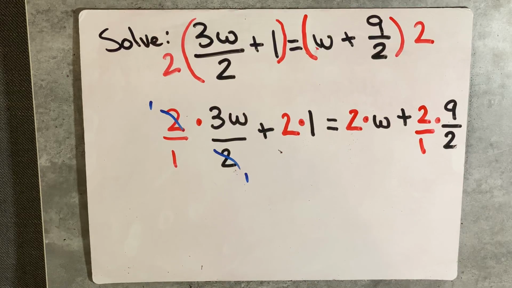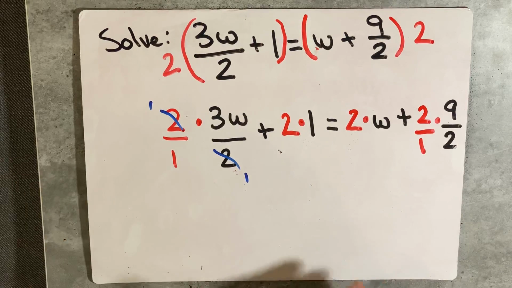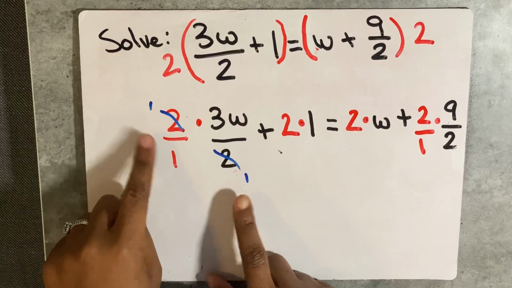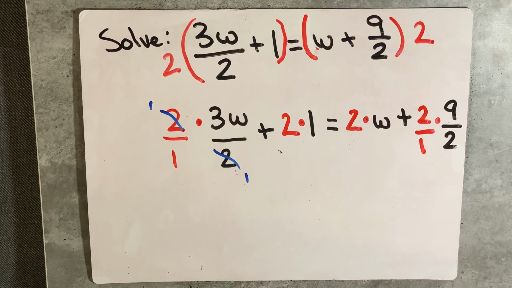I'm not going to do 2 times 3w and then divide it by 2 and still end up with 3w, because that's going to be 6w divided by 2, which gives me 3w. Why would I do that extra step? I'm going to simplify them before multiplying them out. 1 times 3w is just a 3w.